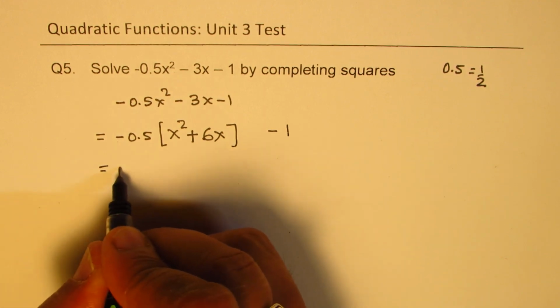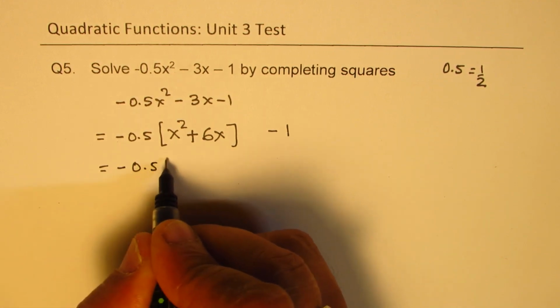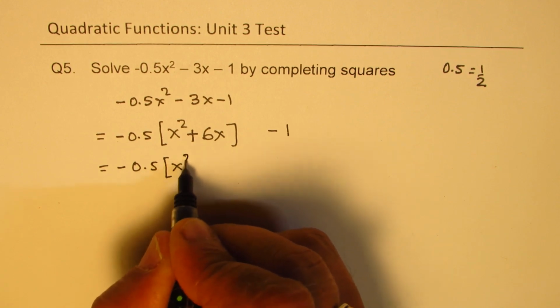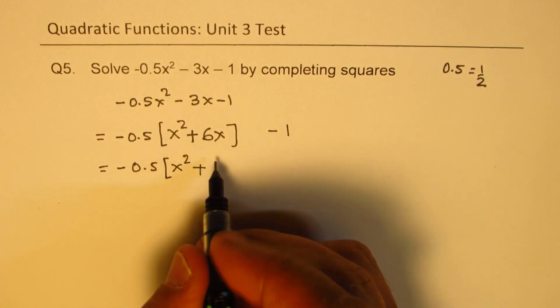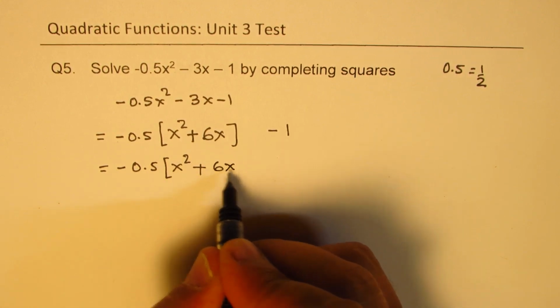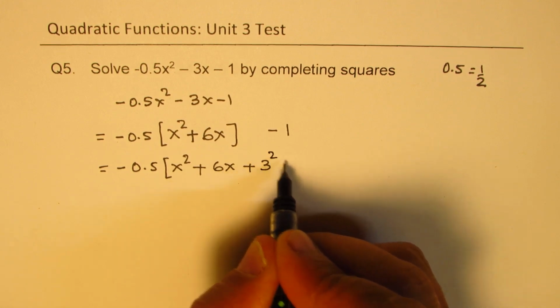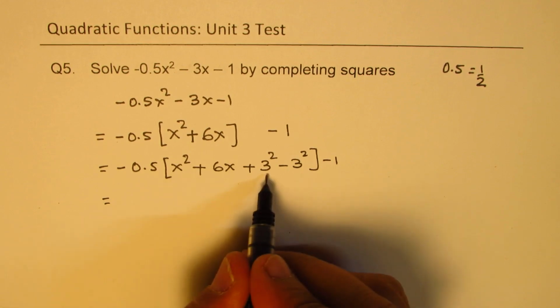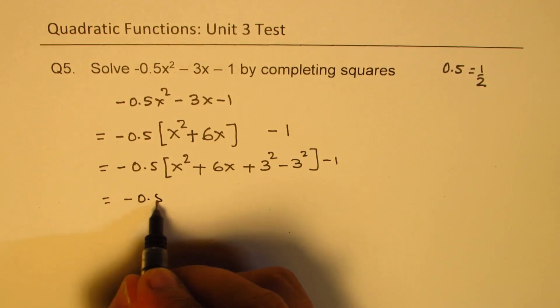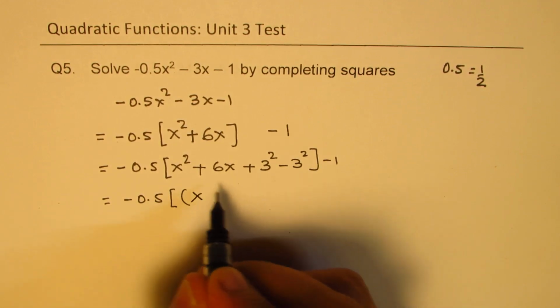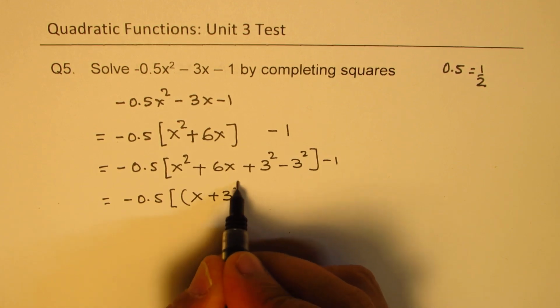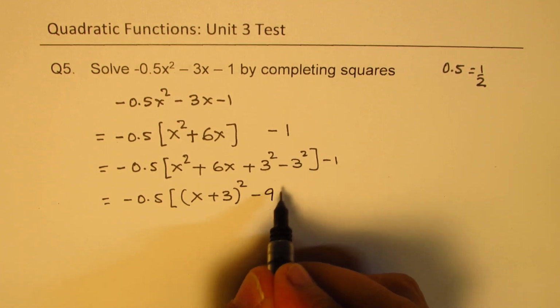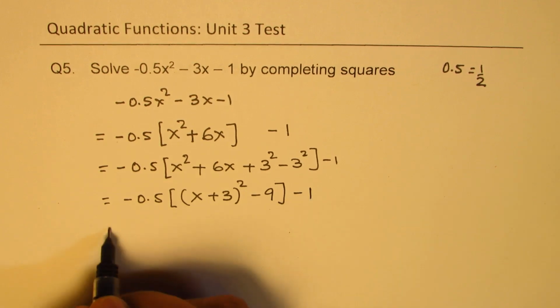Now the next step here is we have to add and subtract half of 6x. So half of this will be 3. So we'll add and subtract 3 squared. Now these three terms form a perfect square. (x plus 3) whole squared minus 3 squared is minus 9, minus 1.